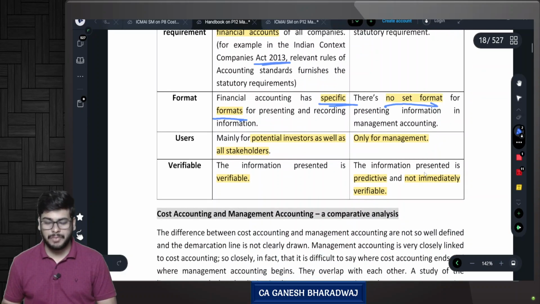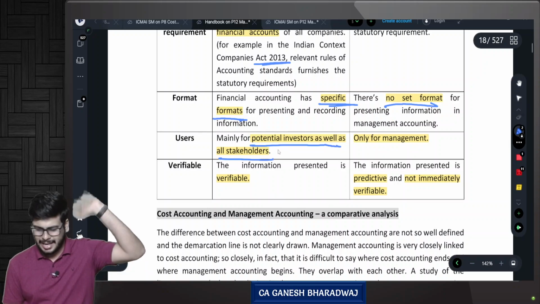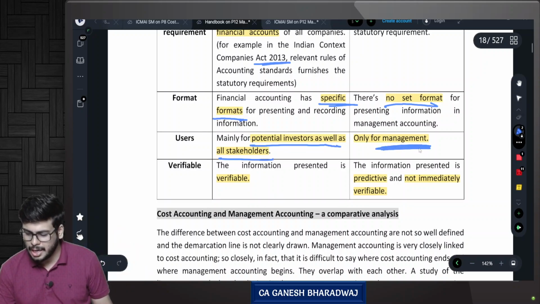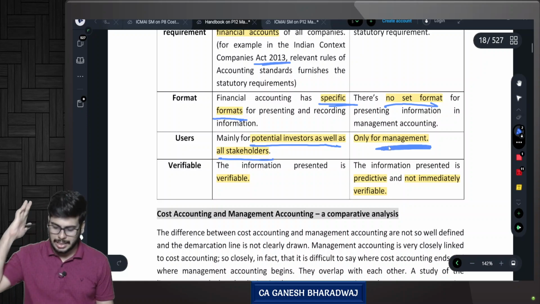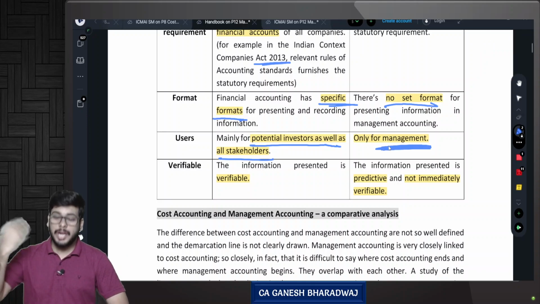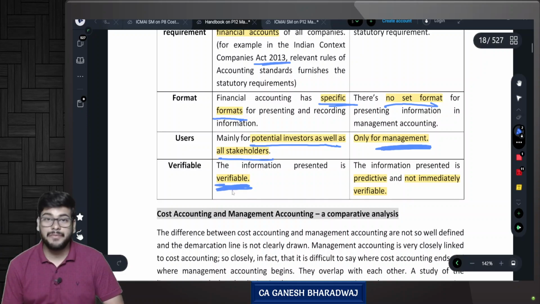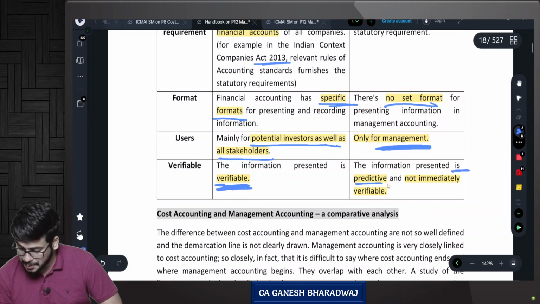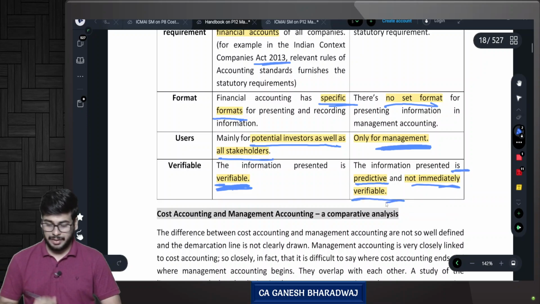Who are the users of financial accounting data? Potential investors as well as all stakeholders, basically external people. Here, it's only and only for the management, internal reporting. Financial accounting data is verifiable, whereas management accounting data is predictive and not immediately verifiable.